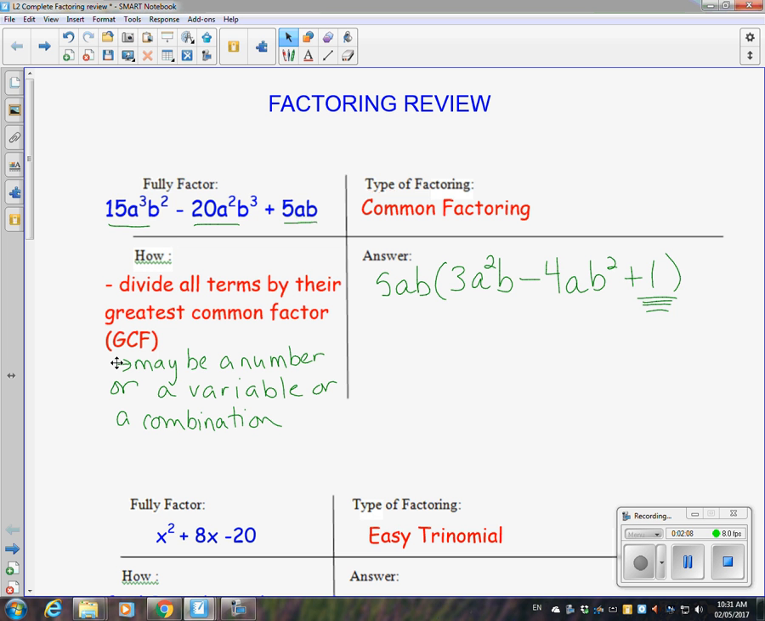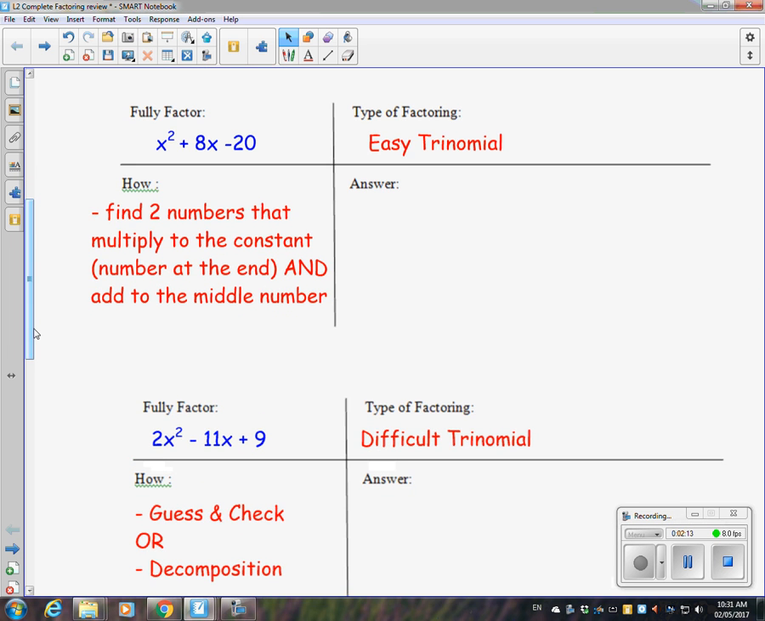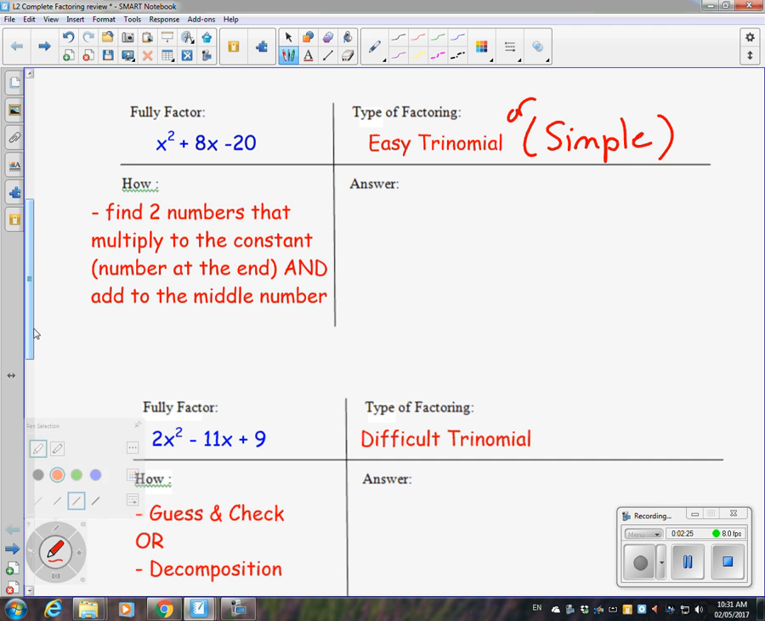So there's common factoring. Second type is factoring a simple or easy trinomial. Sometimes we call them simple trinomials as well. We recognize a simple trinomial because of its pattern. It has an x squared, an x, and a number. A simple trinomial will have nothing in front of the x squared other than 1. So it's just an x squared. The way we factor those, if you remember, is the opposite of FOIL.